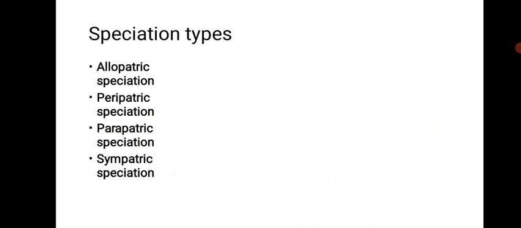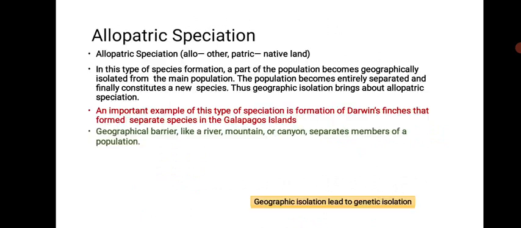There are four types of speciation: allopatric speciation, peripatric speciation, parapatric speciation, and sympatric speciation. In allopatric speciation, allo means other and patric means native land. In this type of species formation, part of a population becomes geographically isolated from the main population, and the populations become entirely separated and finally constitute a new species. Thus, geographical isolation brings about allopatric speciation.